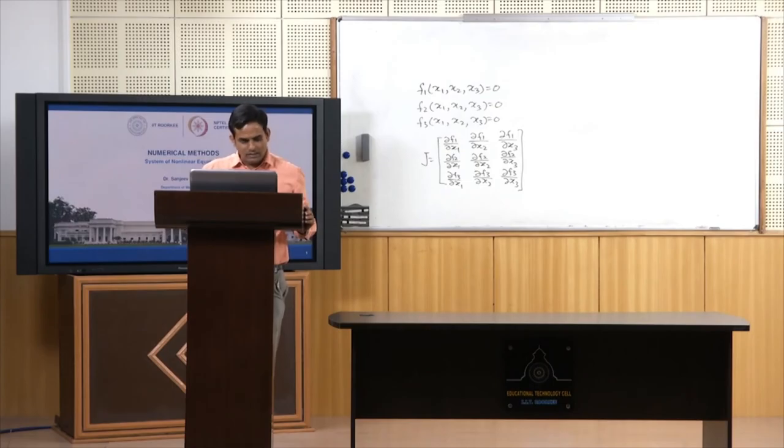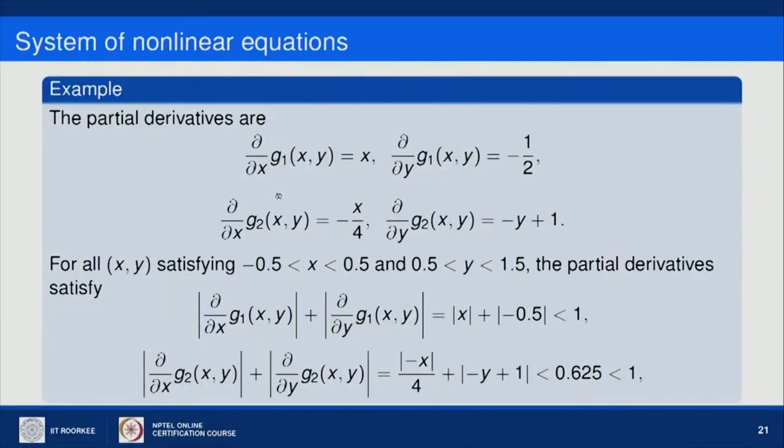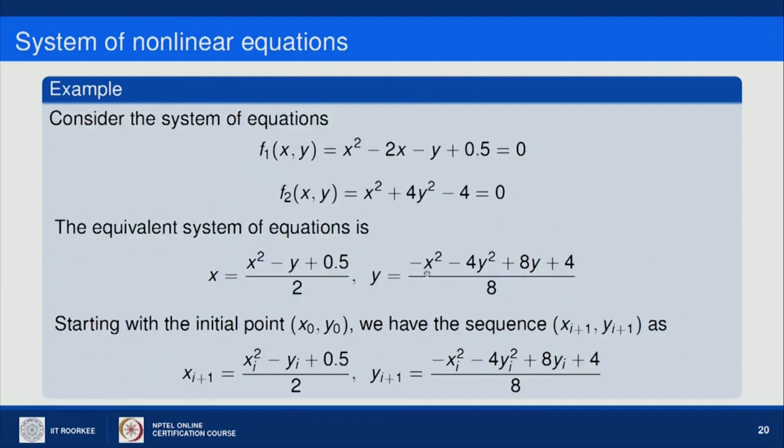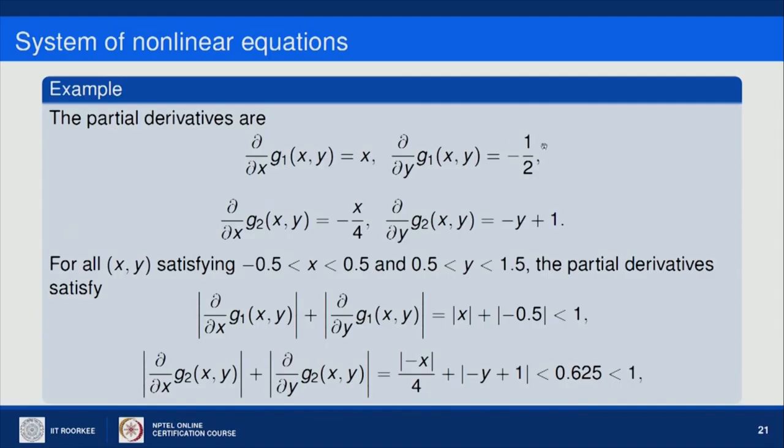So, let us check the convergence condition. Here we have these two functions, written like this. The partial derivative of g1 with respect to x is given by 2x upon 2, that will be x. Similarly, the partial derivative of g1 with respect to y is minus half. For g2, the partial derivative with respect to x is minus 2x upon 8, that is minus x by 4, and with respect to y it will be minus 8y upon 8 plus 1, that is minus y plus 1.